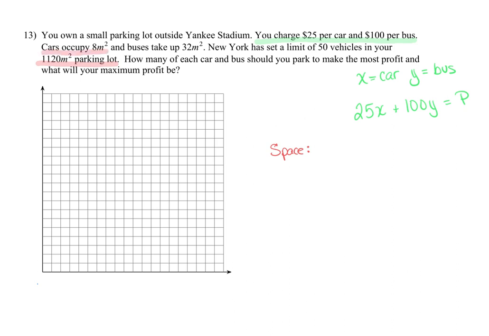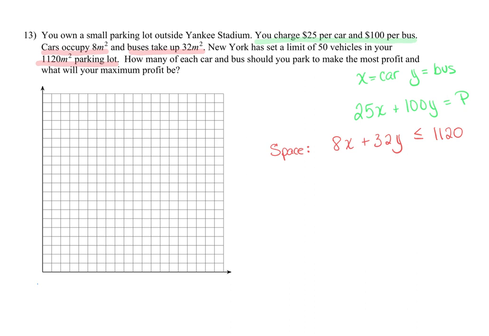Cars occupy 8 square meters. Buses occupy 32. And so my limitation here would say 8 times the number of cars plus 32 times the number of buses can be no more than what I have available, which is that 1,120.